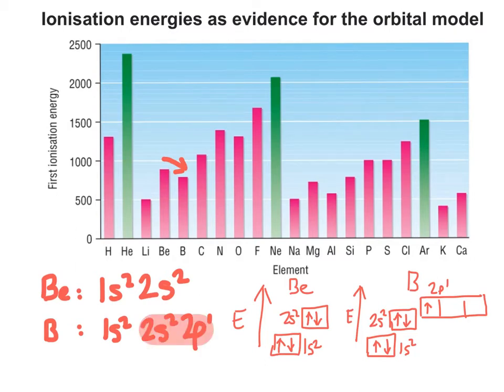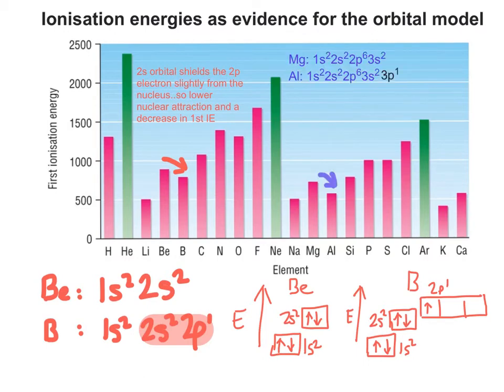So the 2p1 electron is shielded slightly from the nucleus by the 2s orbital. So you get a bit of a shielding effect. The 2s orbital is full, so it shields the 2p1 electron from the effect of the nucleus. So you get slightly lower nuclear attraction and therefore a decrease in the first ionisation energy.